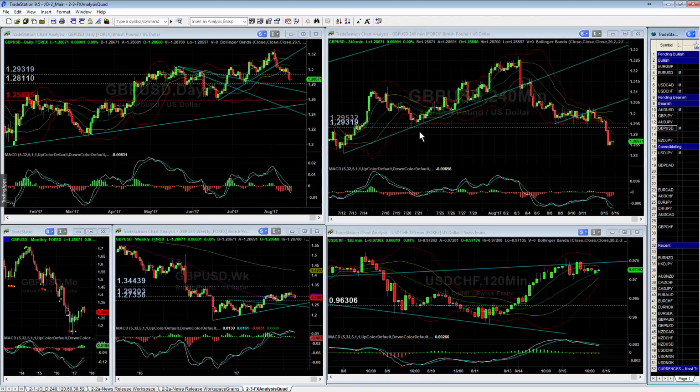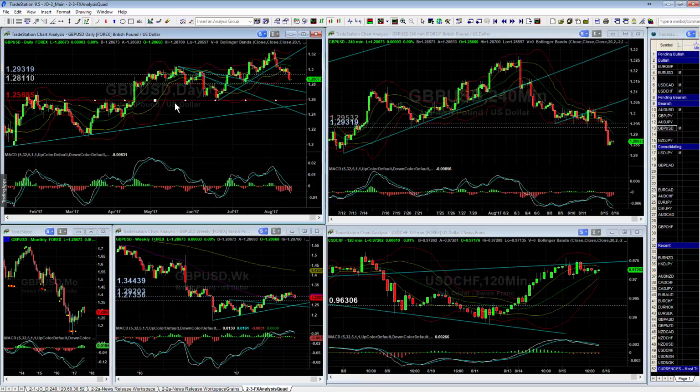We've got the pound US dollar. That one is moving lower on the break of the 1.29319, and so we are moving down towards the 1.28110 now. Okay, we've got some old support and resistance lines on here that we'll just go ahead and take off, and keep an eye on this line here, which is at 1.28110 as support.